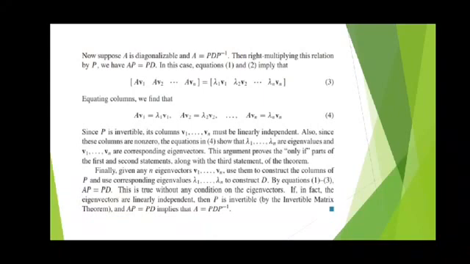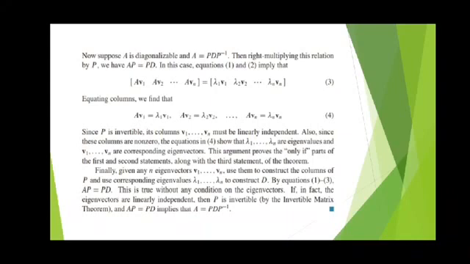Equation 1 and equation 3 give AP is equal to PD. This is true without any condition on the eigenvectors. In fact, since the eigenvectors are linearly independent, P is invertible. So we have P inverse.